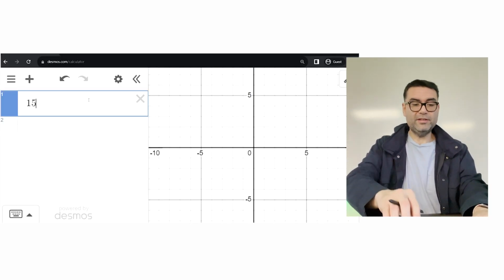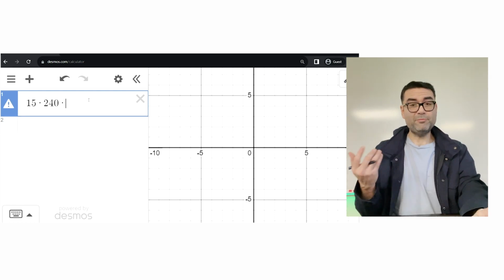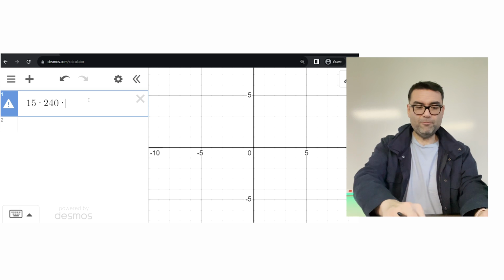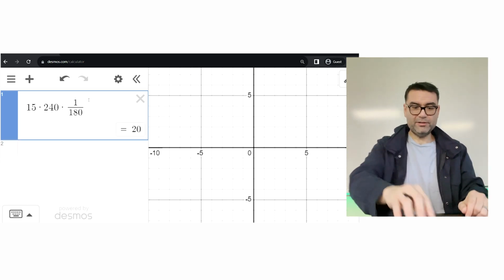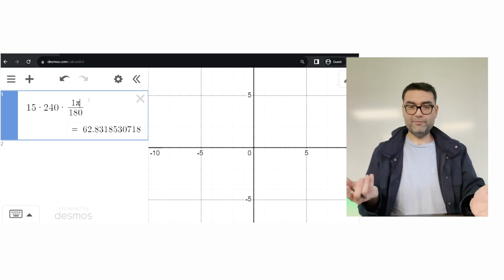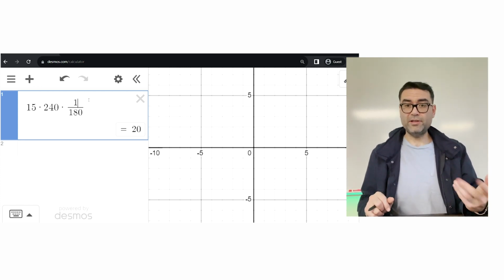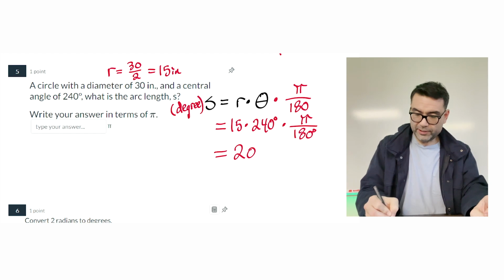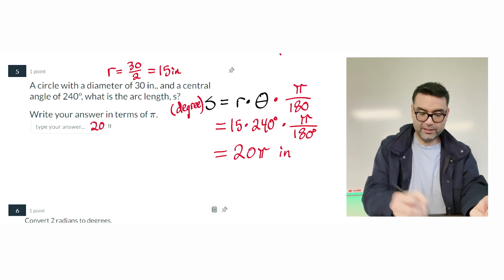So the radius is 15. My central angle is 240 times. Now remember, it was pi over 180. So we could just type 1 over 180, right? The pi would go up here with the 1. So technically the correct expression would be pi going there. But as soon as you type in pi, Desmos gives you a decimal. So if you just remove the pi, that would be the simplified answer, 20. So the answer is 20 pi. So 20 pi, and that would be inches. But for the Canvas assignment, you're just going to type in 20 for 20 pi.